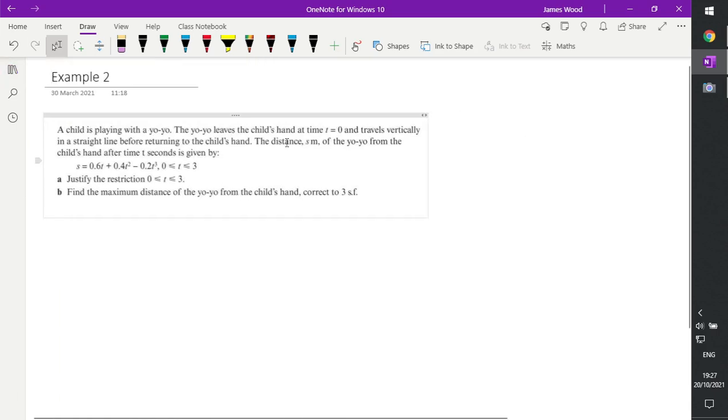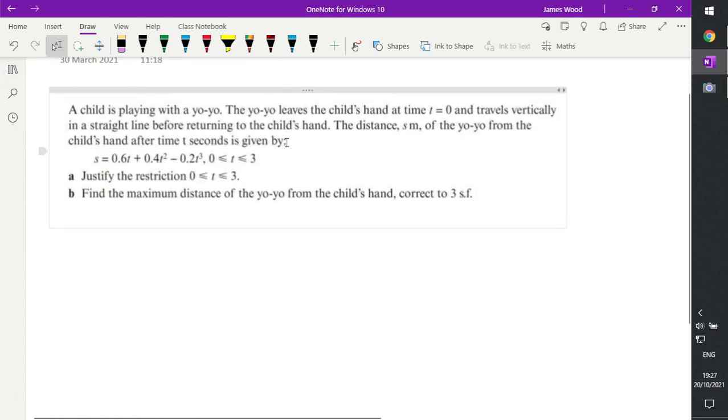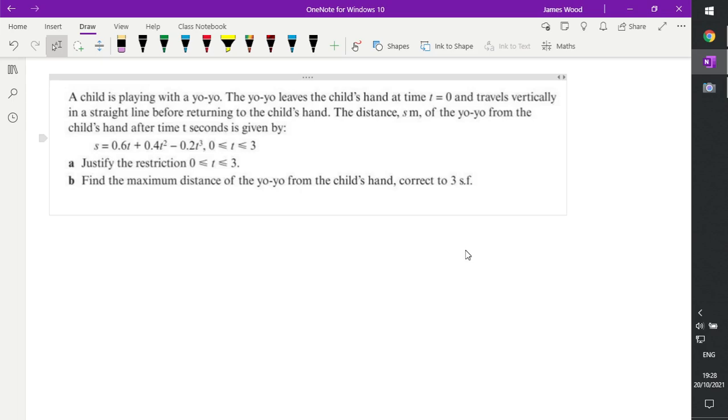Right, let's have a look at another example. A child is playing with a yo-yo, and the yo-yo leaves the child's hand at time t equals 0 and travels vertically up in a straight line before returning to the child's hand. The distance s of the yo-yo from the child's hand after time t is given by this expression here, between 0 and 3. Justify the restriction 0 to 3 seconds. So I assume that this 0 to 3 seconds is the amount of time that the yo-yo takes to go all the way up and then all the way back down.